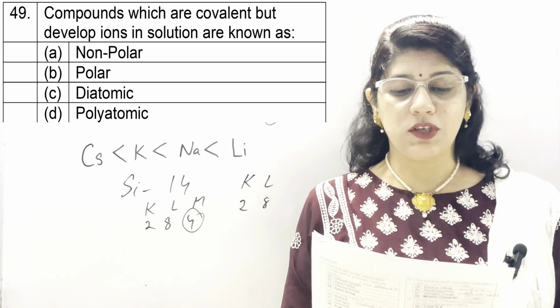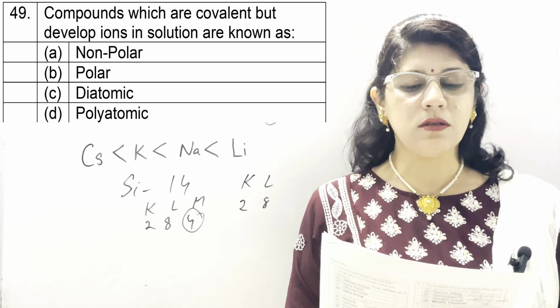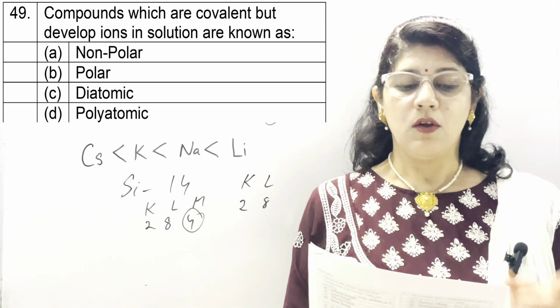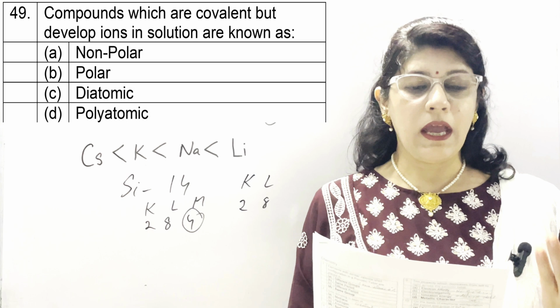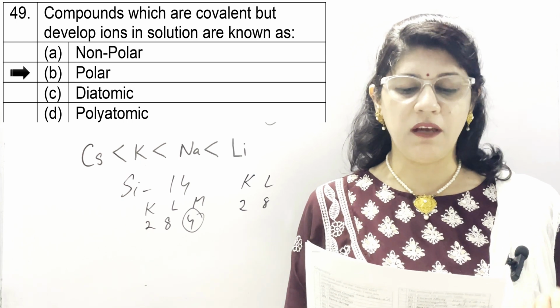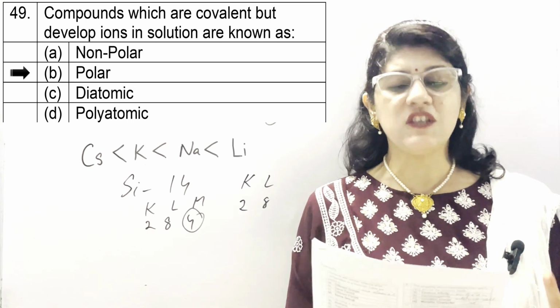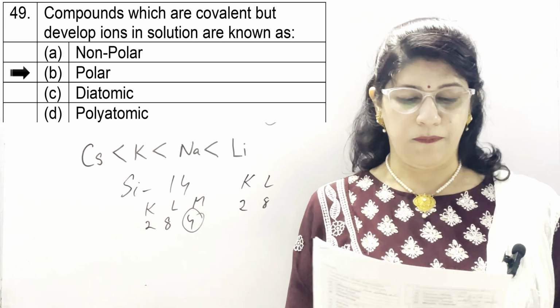49. Compounds which are covalent but develop ions in solution are known as nonpolar, polar, diatomic, polyatomic. So they are polar. Correct option is B, polar, because of the difference between their electronegativity.